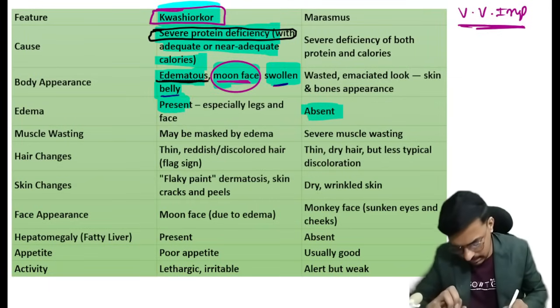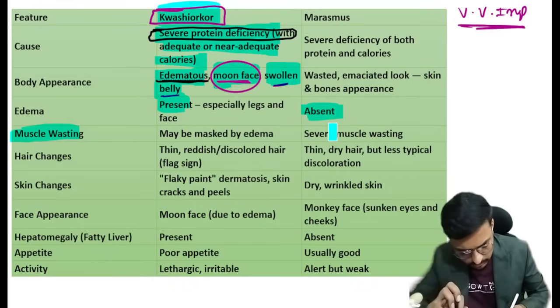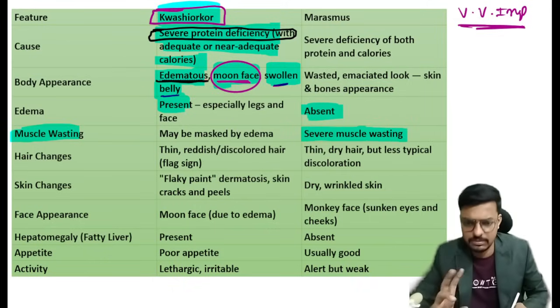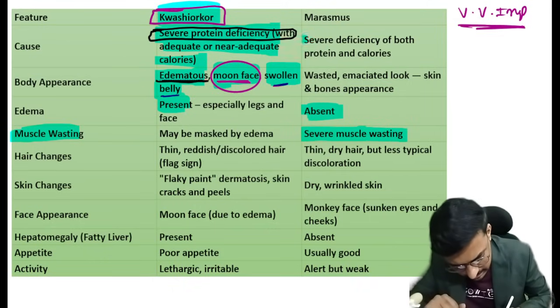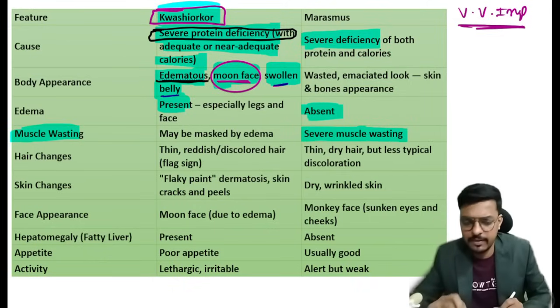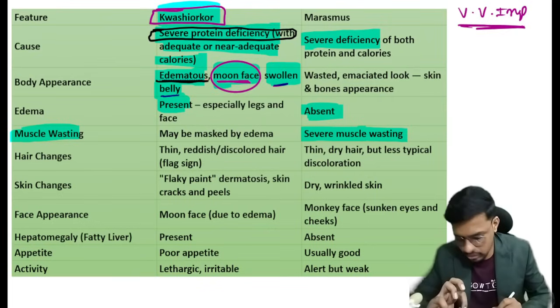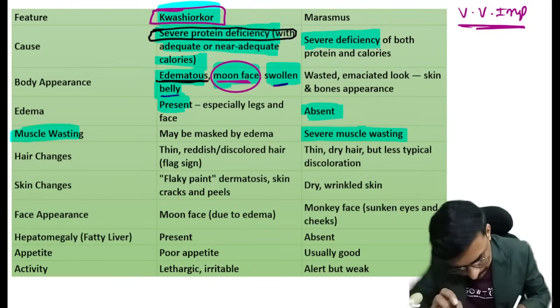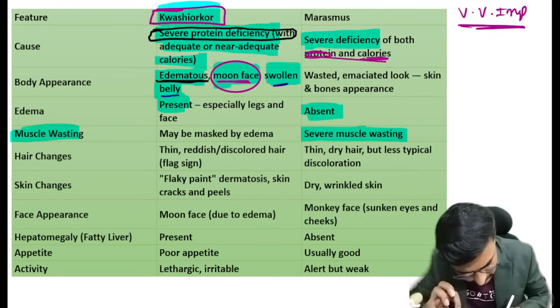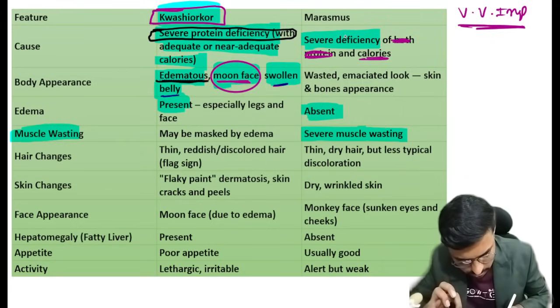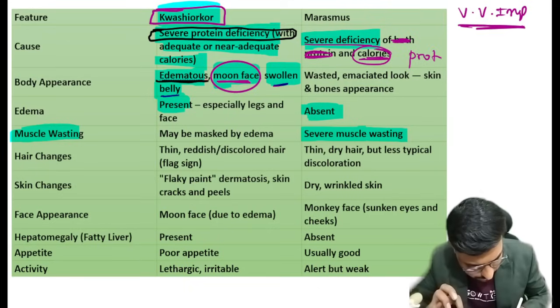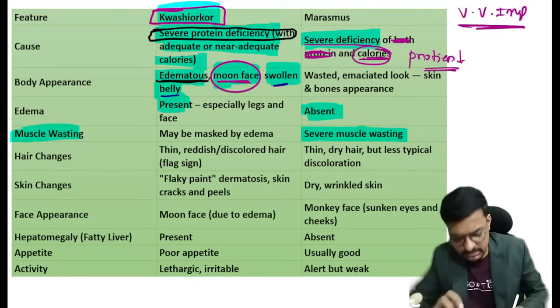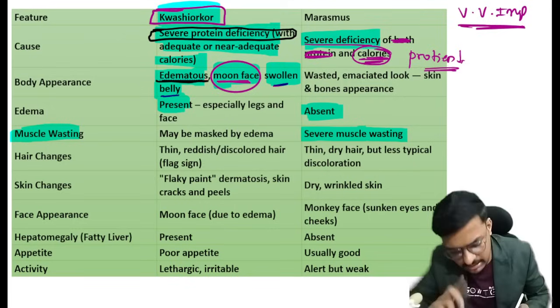So very important. Then comes muscle wasting. Severe muscle wasting will be seen in case of marasmus. Why? Because what is deficient in marasmus, the protein or the calories? Mainly there will be a deficiency of calories, with only a mild deficiency of protein. Severe deficiency of calories will be there, and protein also decreases.